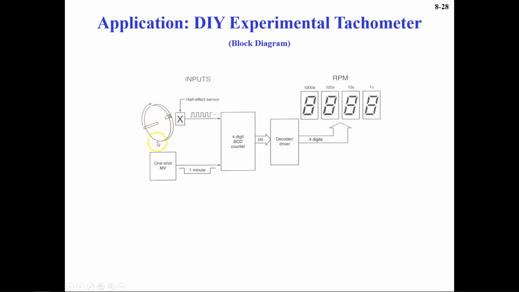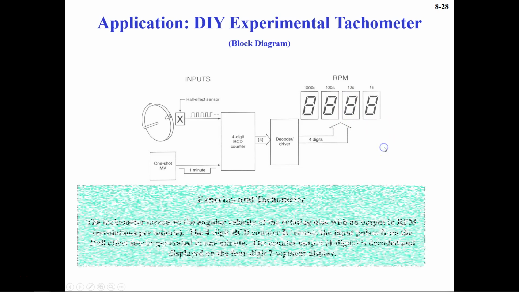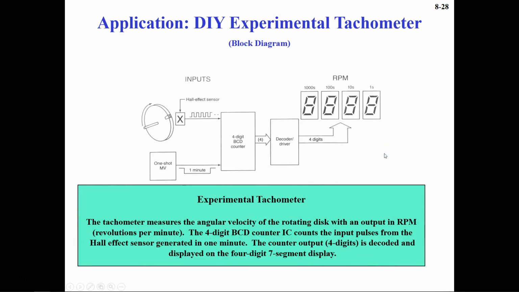Then use some rotating motor, and as the rotor rotates, this Hall effect sensor senses the rotation and converts it into a number of pulses. Those pulses go into the counter, and the counter counts those pulses, and the decoder decodes the counted pulses into the four digit display. So you see here, the experimental tachometer.